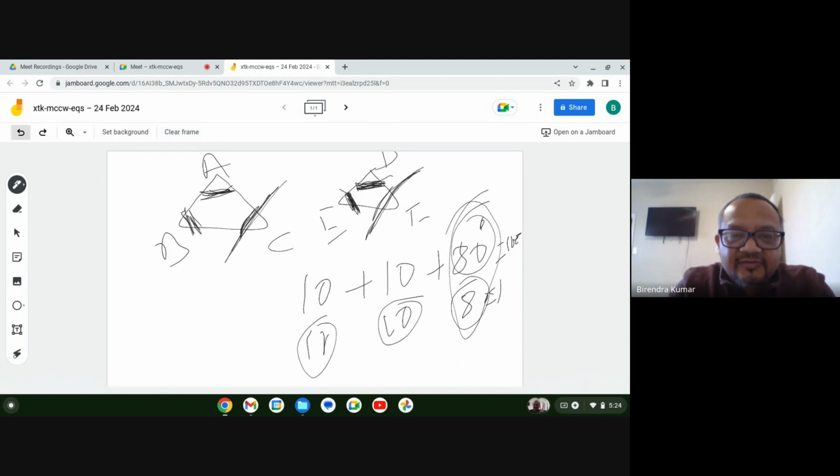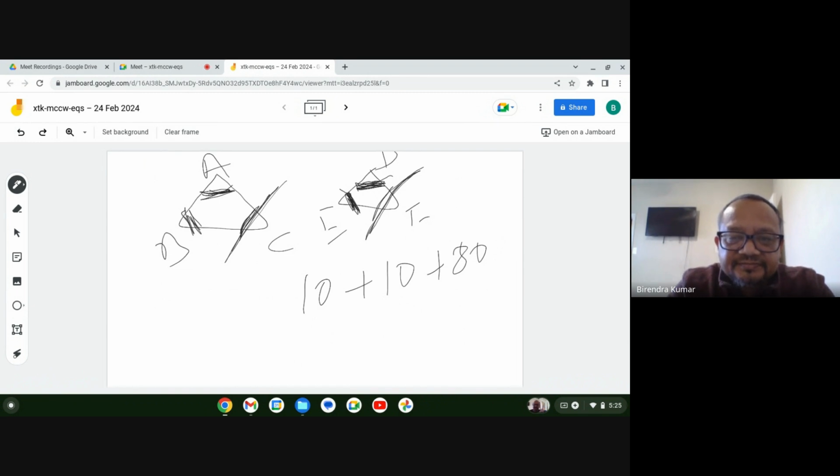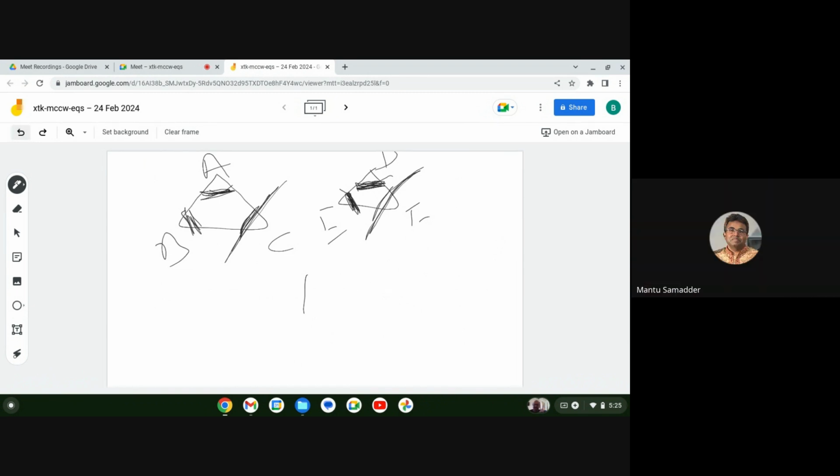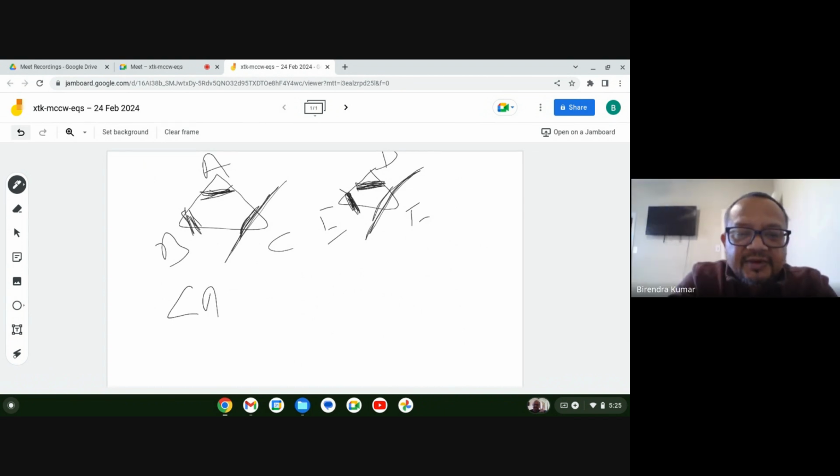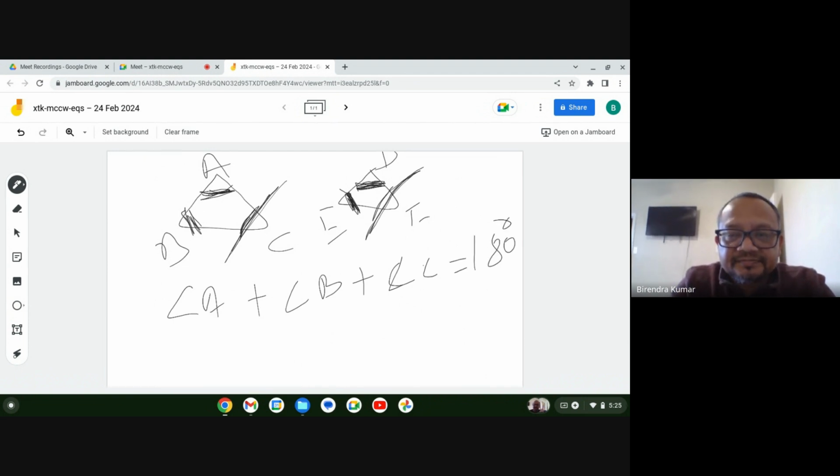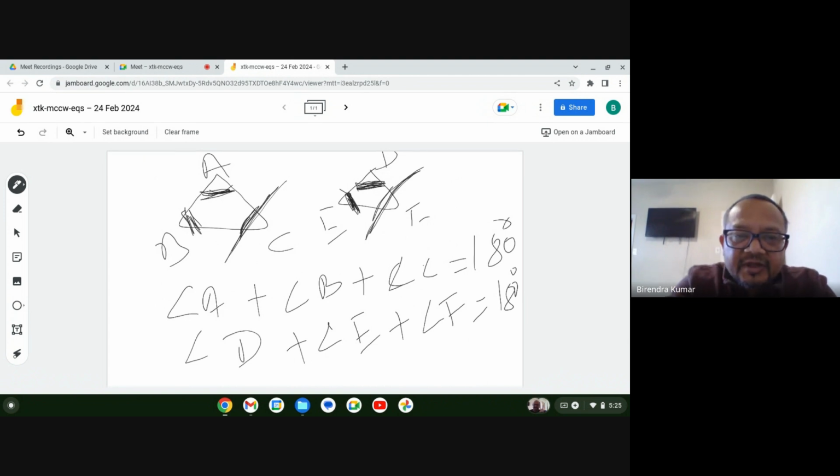Because in case of triangle, the sum of all the angles is 180. So angle A plus angle B plus angle C in the first triangle is 180 degree. Angle D plus angle E plus angle F equals 180 degree. Both are triangles, right? As per similar triangle, I said angle A and angle D are matching. So these two are same.